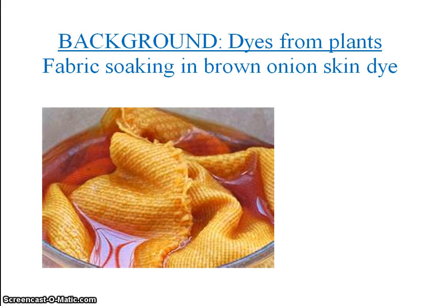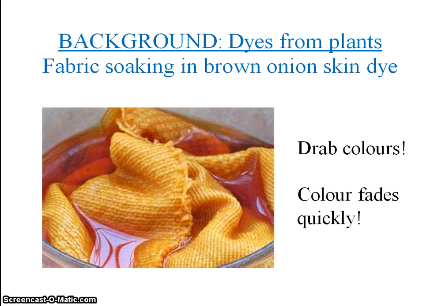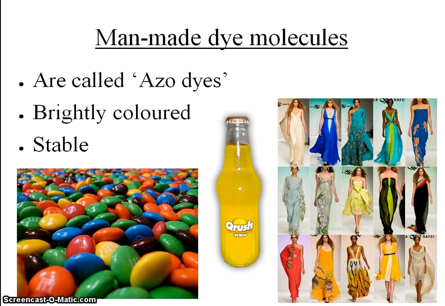So just a little bit of background in terms of the brown dyes that can be obtained from onion skin, rather drab colors, and normally fade very quickly. So we'll be looking at Azo dyes, the man-made dye molecules, brightly colored and very stable molecules. We'll be explaining their stability later on.